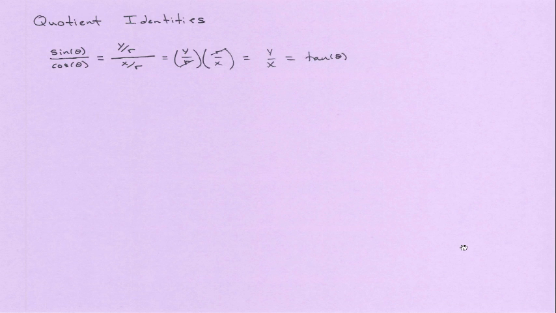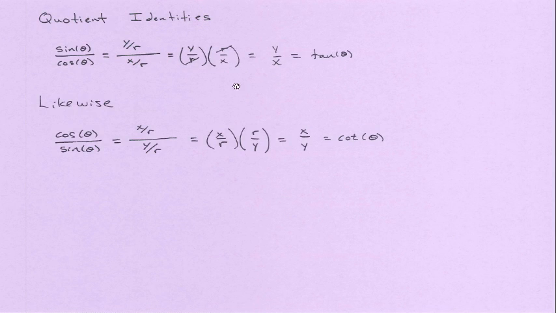Kind of using the same ideas, we have the quotient identities. If we look at sine of theta over cosine of theta, from our trig definitions, that's y over r divided by x over r. But if we divide by a fraction, it's the same thing as multiplying by the reciprocal, so we have y over r times r over x. The r's cancel, and we're left with y over x. Well, y over x from our trig definitions is tangent of theta.